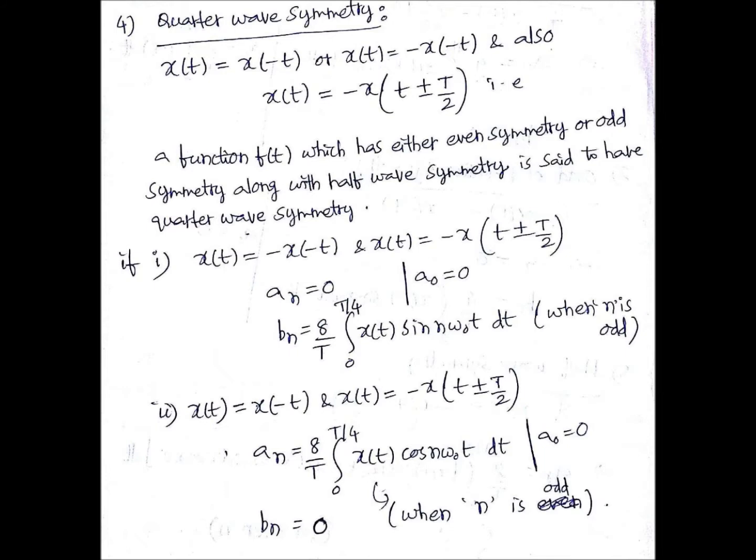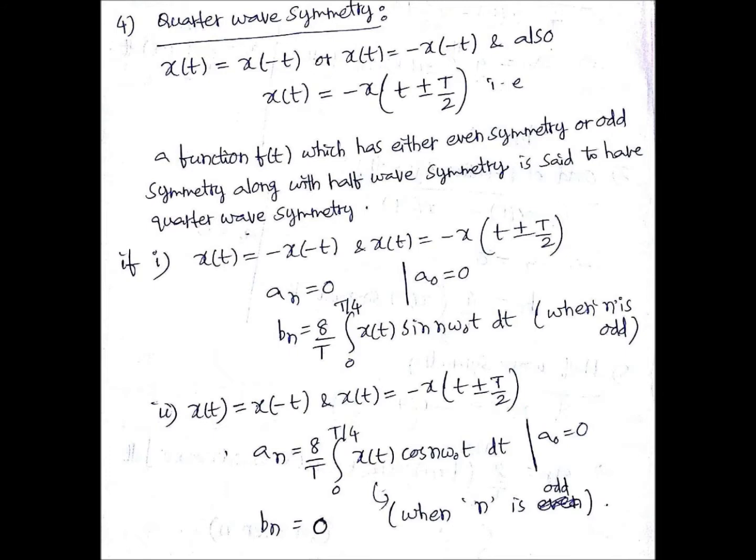Then comes the fourth type of symmetry, that is quarter wave symmetry. Here x of t equals x of minus t, or x of t equals minus x of minus t, and any one of these two conditions will be satisfied. That means the waveform is either even or odd, and along with that it will also satisfy x of t equals minus x of t plus or minus T by 2. That means a function which has either even symmetry or odd symmetry along with half wave symmetry is said to have quarter wave symmetry, that is, both previous conditions.